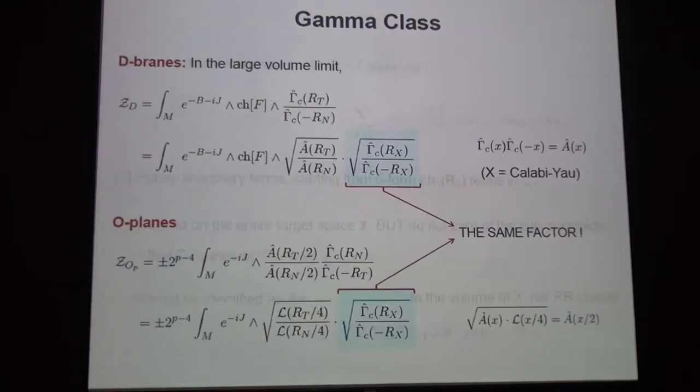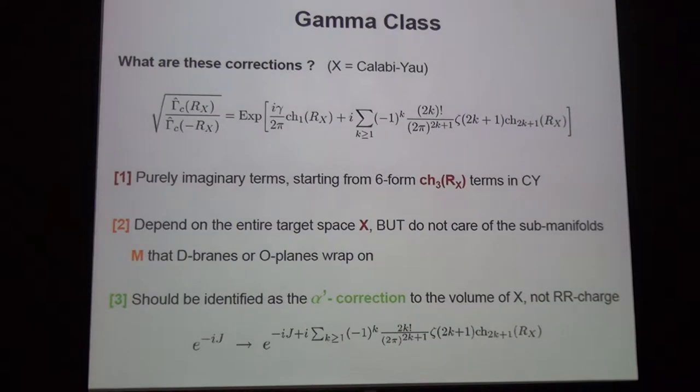Finally, when I look at these two expressions, we can easily find an additional term common in these two expressions, which is the e to the minus ij. The exponent is again purely imaginary. So based on these three observations, I strongly suggest that this correction from the gamma class has to be understood as a correction to this e to the minus ij. In other words, it has to be understood as an alpha prime correction to the volume of the Calabi-Yau space rather than the shift of the Raman charge.